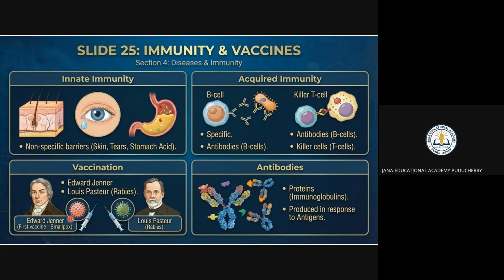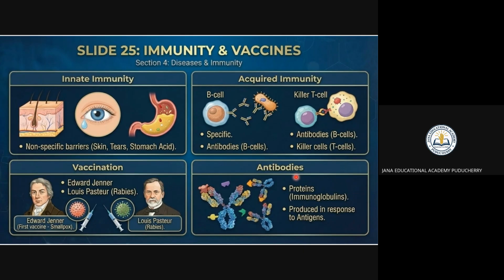You can see here the two scientists, Edward Jenner and Louis Pasteur. He created the vaccine for smallpox, right? That is the first vaccine, by Edward Jenner. And you can see Louis Pasteur, that is where the dog bites, the rabies and all. Louis Pasteur discovered the vaccination. So you have to keep it in mind.